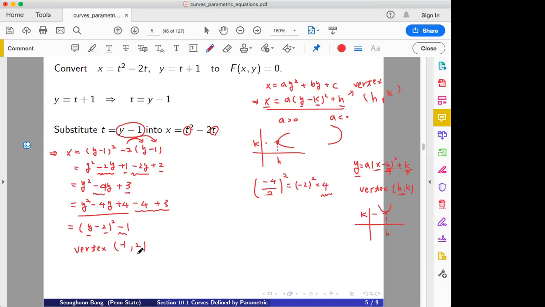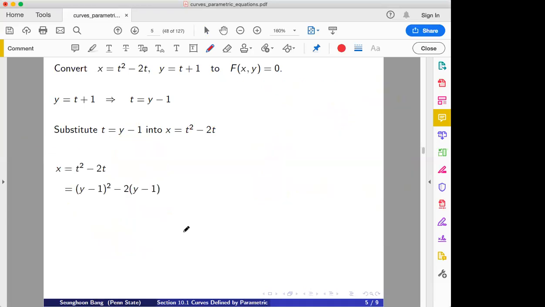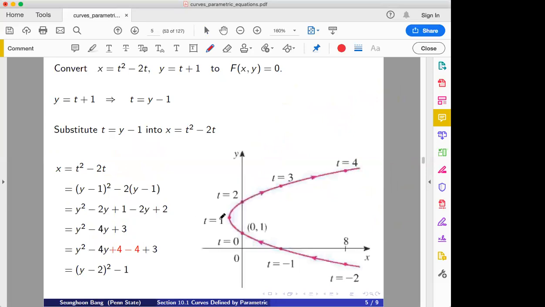So you can go back to the previous graph. This is very clear. Like this. Yes, here. This point is 2. This is exactly minus 1. Yes, the vertex is (minus 1, 2). This vertex is minus 1 and 2. Yes, true. Okay, this is the idea.